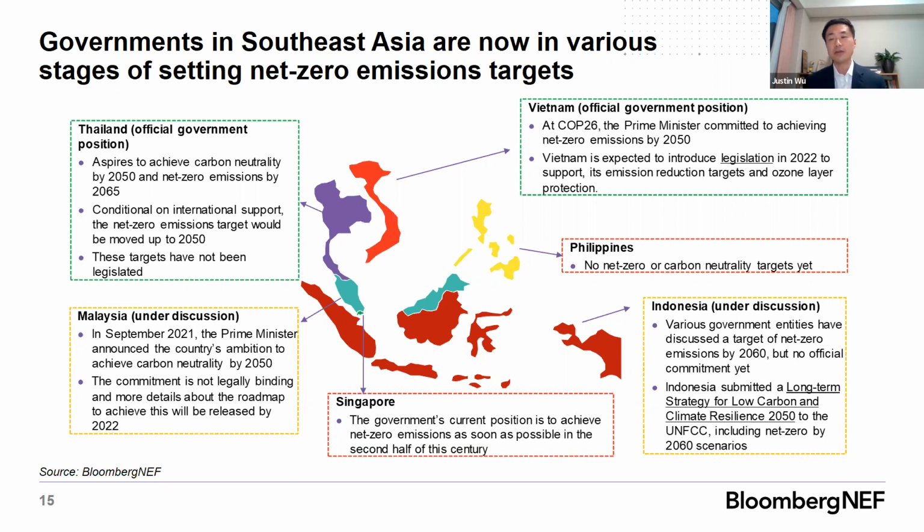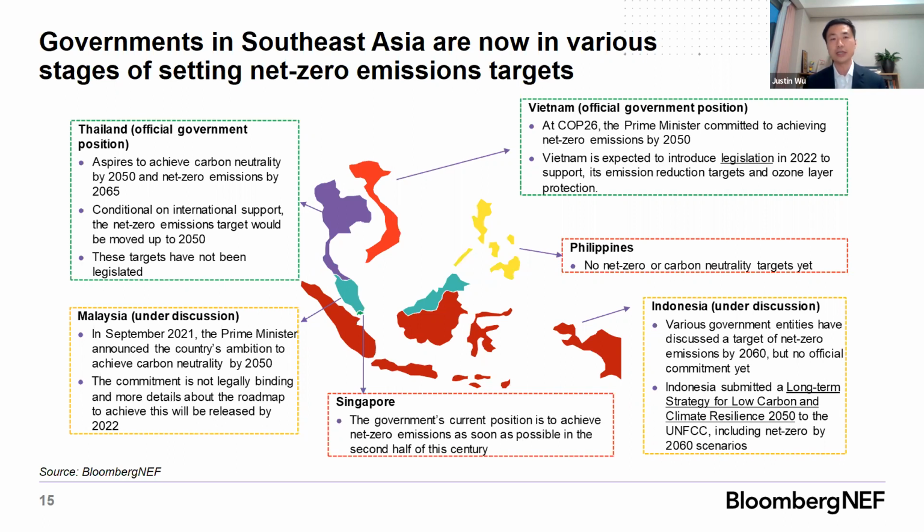So Thailand and Vietnam have actually done the most in terms of setting an official government position for carbon neutrality or net zero emissions by 2050, and have begun to introduce legislation to illustrate how this can be achieved. The next tier down would be Malaysia and Indonesia, where governments have essentially set a goal. The Prime Minister in Malaysia announced an ambition ahead of COP26 for carbon neutrality, but currently still needs to draft the legislation and put in the how of doing it.